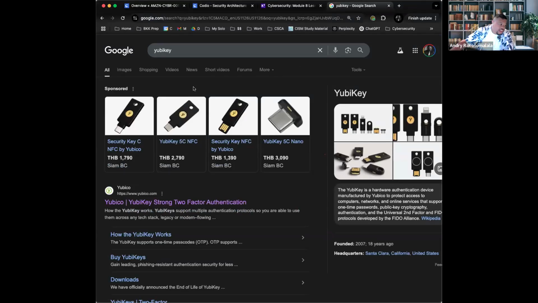Now, the way that it plays into network segmentation, it doesn't really, but it does play into access control because this means that only the people who have my YubiKey and my password can access any of my accounts. Now, the downside to a YubiKey is that you have to never lose this, because if you lose this, you lose access to all of your systems.